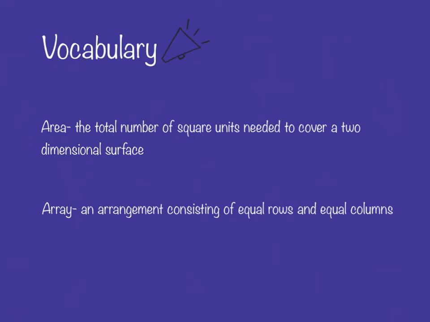The first one is area, which is the total number of square units needed to cover a two-dimensional surface. And the next is array, an arrangement consisting of equal rows and equal columns.